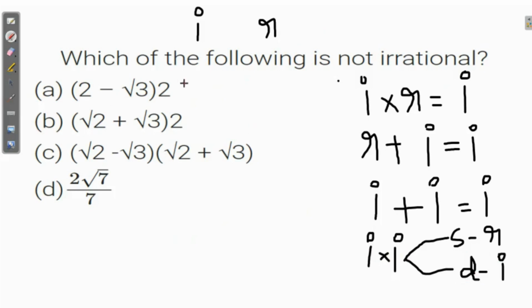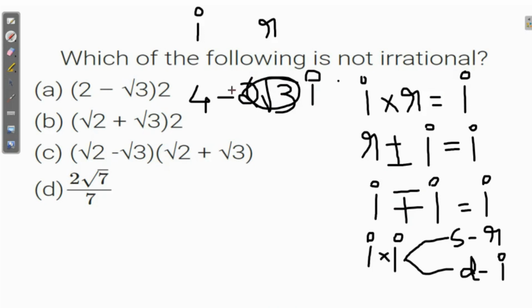So here I'll get 4 minus 2 root 3. Okay, 4 is a rational number, plus or minus. See here 2 root 3, so rational into irrational is irrational, so this whole number is irrational, so this thing is I. Now 4 is a rational number. 4, a rational number, minus an irrational number is also irrational. So this cannot be the answer.